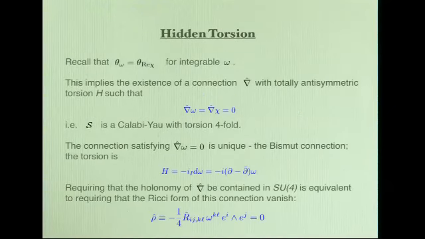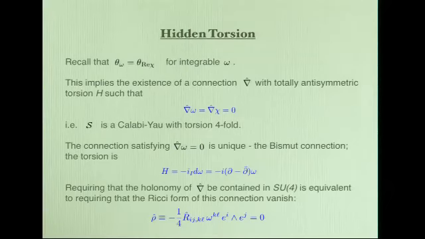So now I want to describe why there is a hidden torsion associated with this geometry. We have this condition on the two Lee forms. The Lee form of omega had to be equal to the Lee form of the real part of the (4,0) form. One can see that this implies that there exists a connection nabla hat with a totally skew-symmetric torsion H, which preserves both the Hermitian form and the (4,0) form. So that means that S is a Calabi-Yau with torsion fourfold.